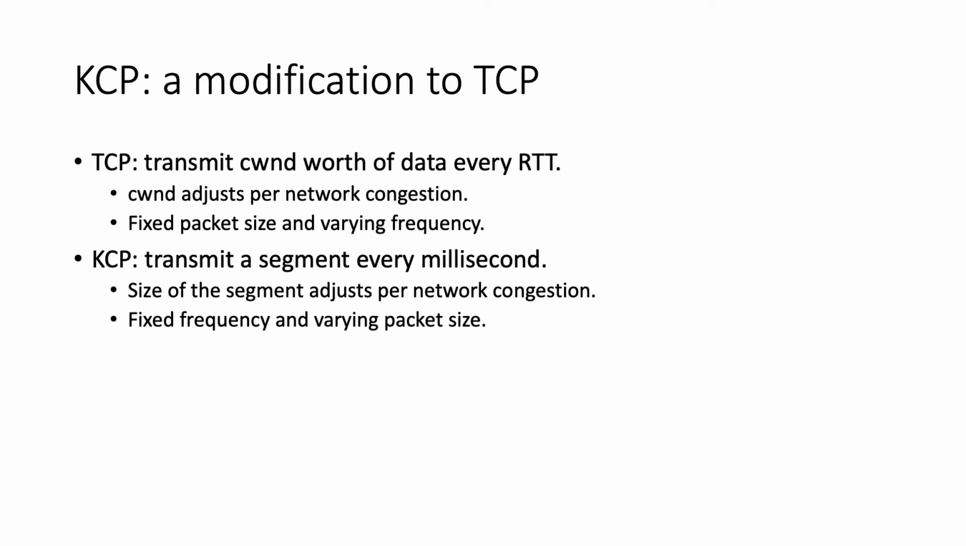KCP, on the other hand, transmits a segment every millisecond. The size of the segment is what adjusts based on the network congestion. So there is a fixed frequency and there is a varying sized packet. This contrasts with TCP.